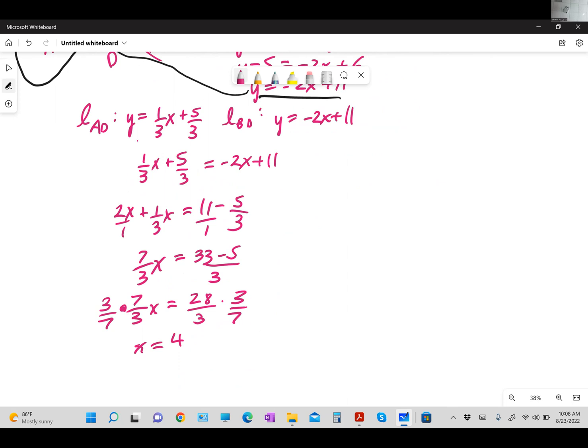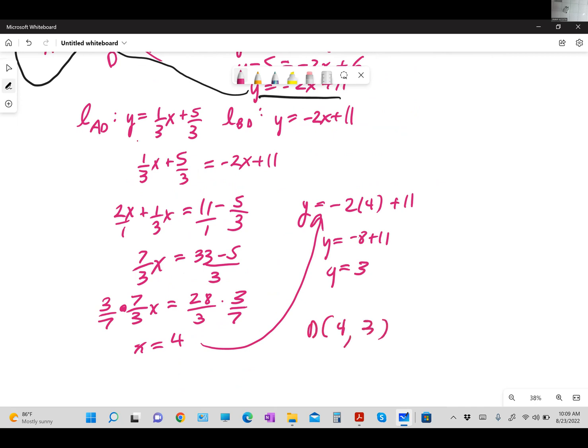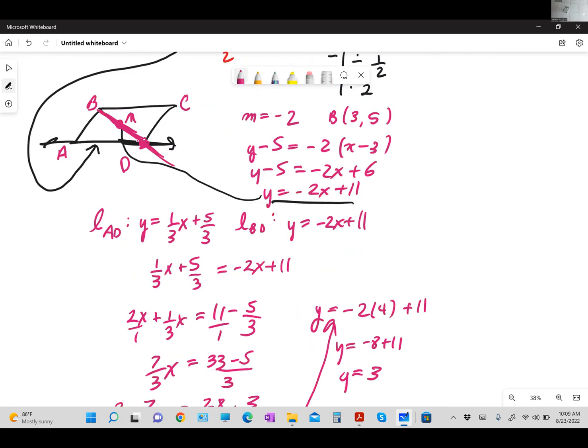Now we found our X, so we can substitute into any one of the original ones and find Y. So we have negative 2 times 4 plus 11, right? So Y equals negative 8 plus 11. So Y equals 3. So our answer should be 4 comma 3 is D. And that's our answer.